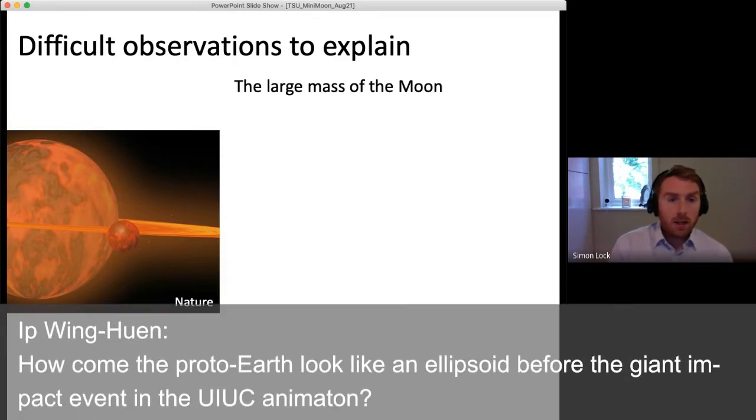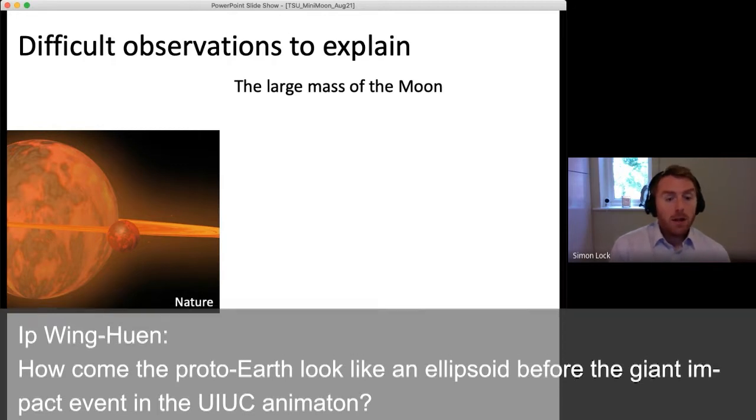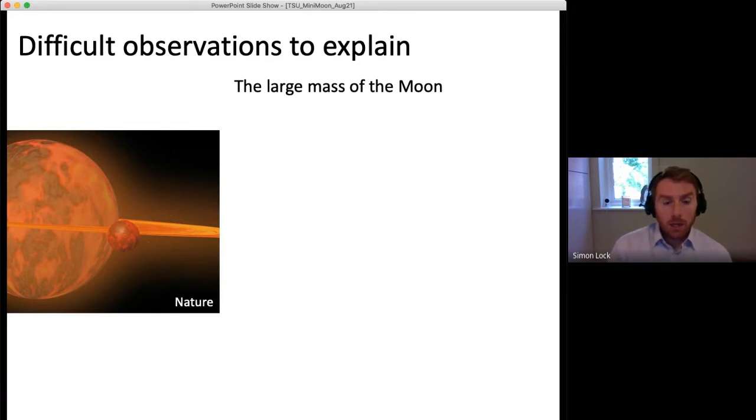So I have a question asking how come the proto-Earth looks like an ellipsoid before the giant impact in the animation? That's because in that particular simulation, the pre-impact Earth was rotating very rapidly. We expect towards the end of evolution, because of all of these different impacts, that most planets will be rotating very rapidly. For an Earth-sized planet, there's work by Kokubo and Genda, I think from 2010, although I believe they may have had a more recent paper, that looked at that. For an Earth-mass body, the average rotation rate is between 2 and 3 hours, in the sense that your day is 2 or 3 hours long.